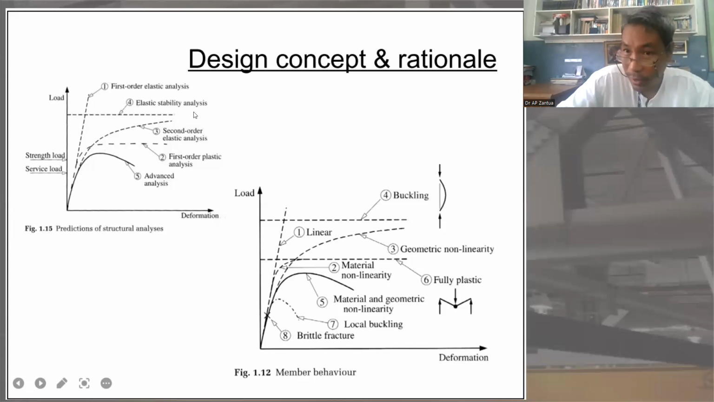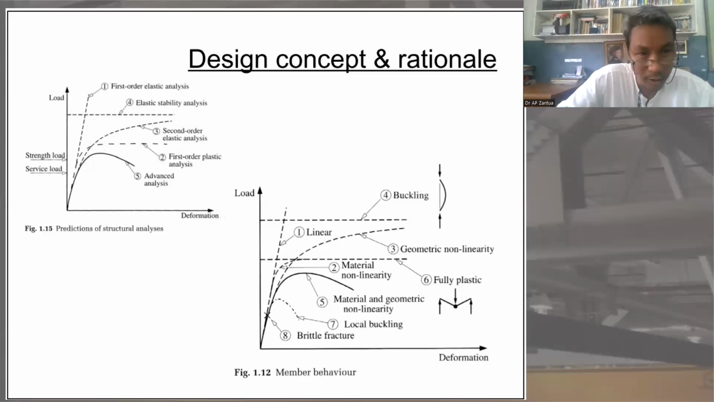Number four, elastic stability analysis. It's the maximum. It will be deformed like this, never touching the number four, but will go deforming like this. So number four is the next one, elastic stability analysis. So this is the stable value, stability with respect to elastic. And number five, advanced analysis.